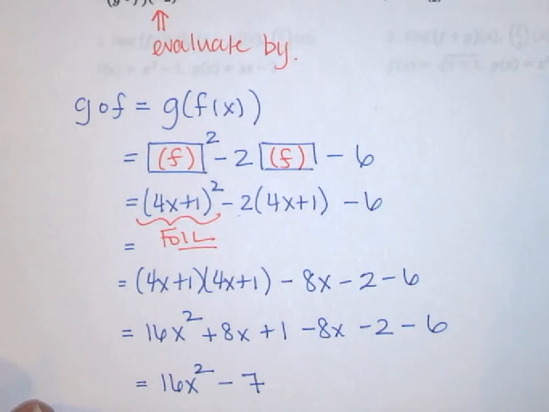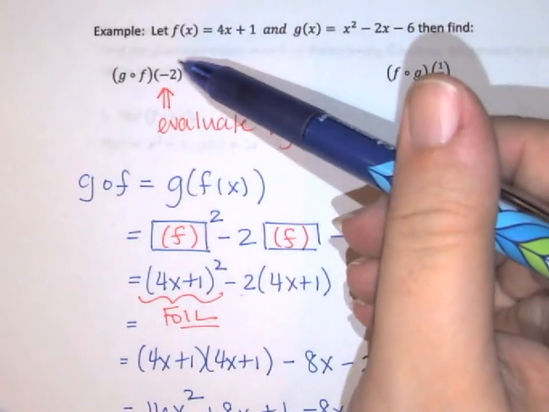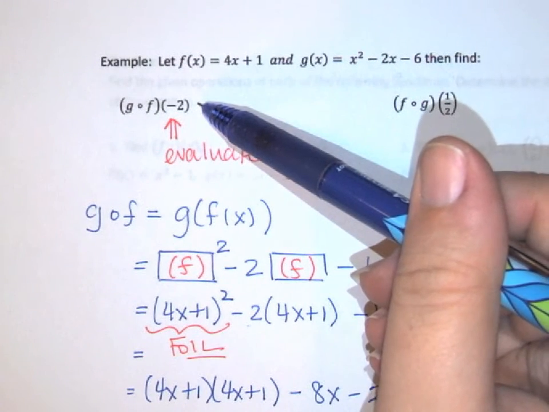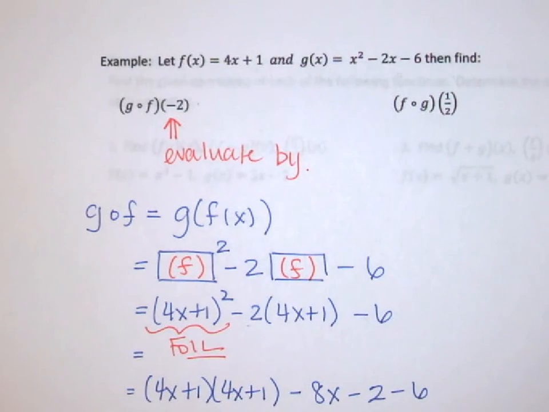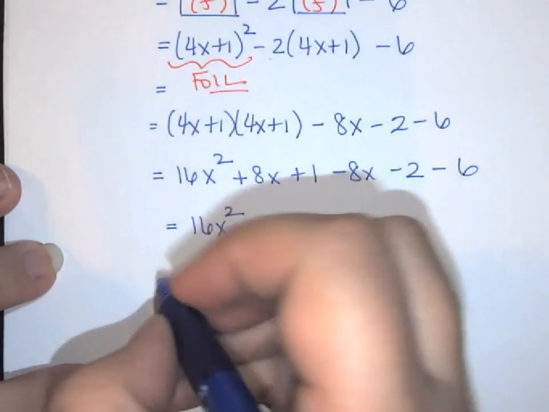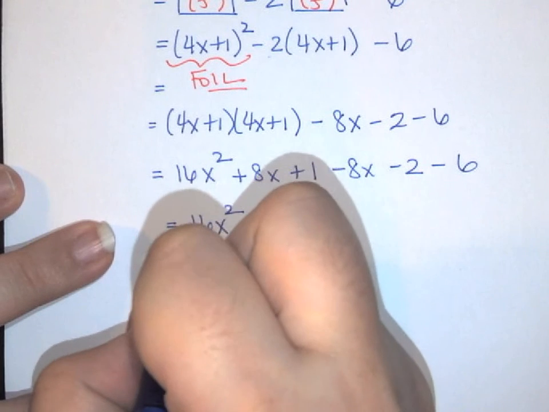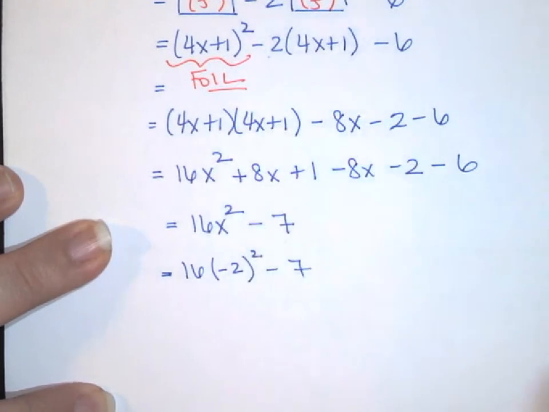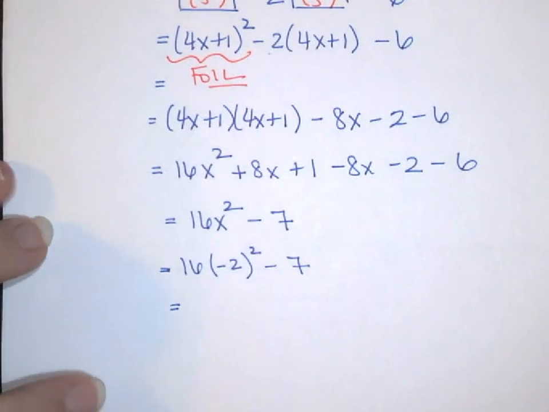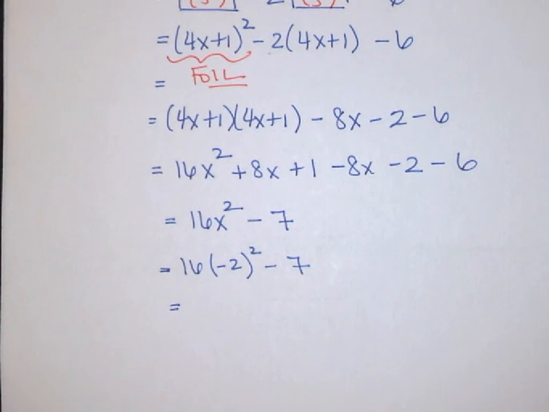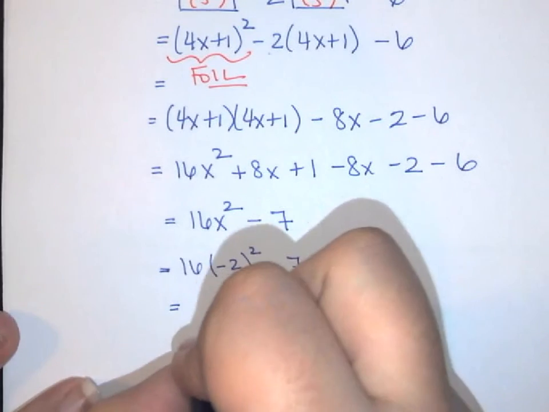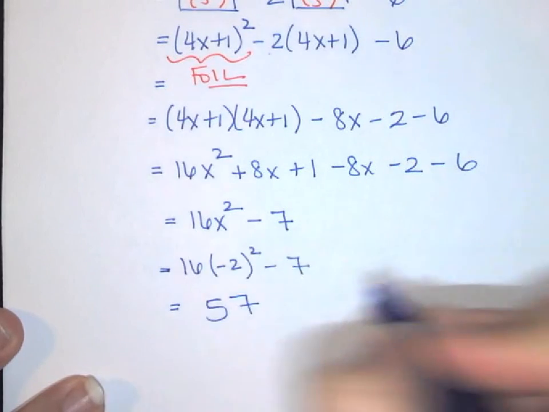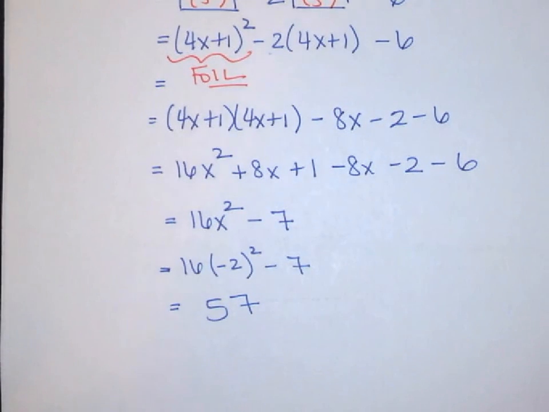Okay? Now that we've gone this far, the last thing we have to do is evaluate. So the evaluate says wherever you have an x, you have to input -2. So that means this is 16 times -2 squared minus 7. So when you simplify that down, -2 squared is 4. 16 times 4 is 64, minus 7 gives you a 57 as a result. So this would be your overall answer.